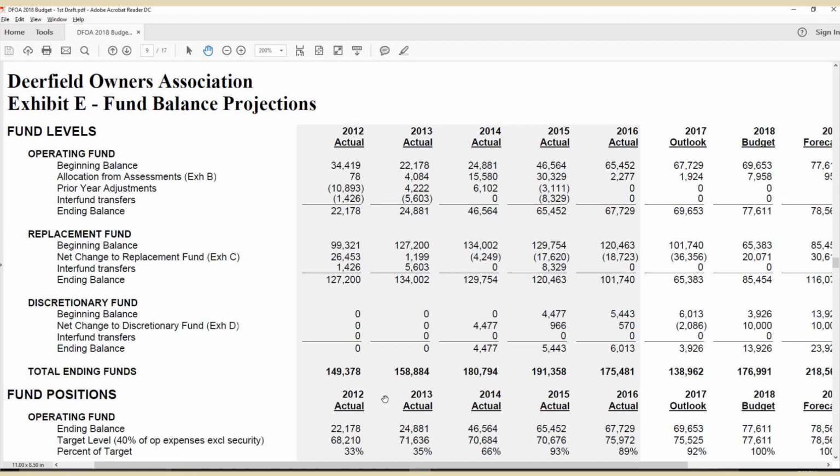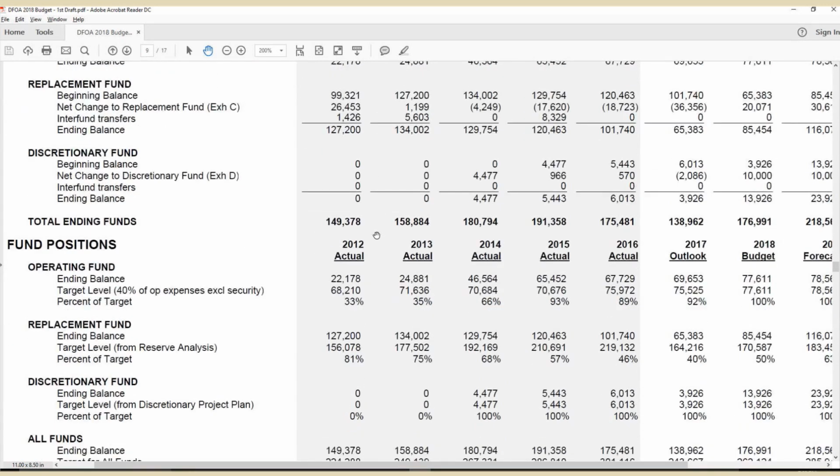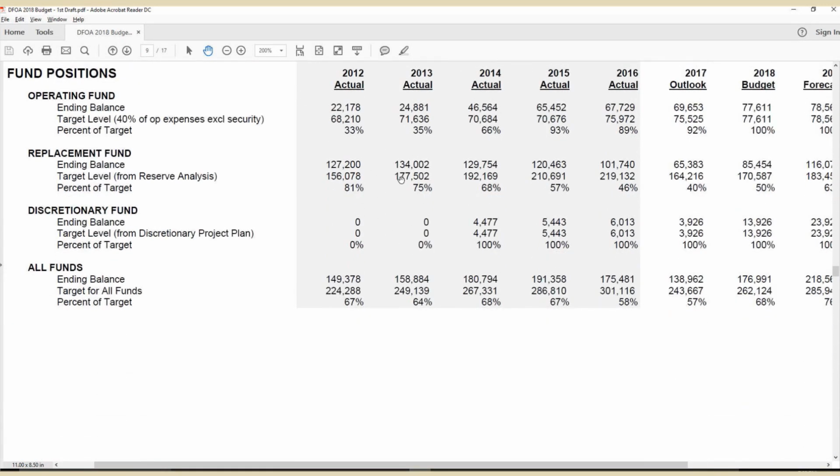So this said in 2012, this association had $149,000 in all its funds. In 2017, we'll end at $138,000. It's gone up, it's coming down, it'll keep going up. By 2019, we'll be over $200,000. So it floats up and down depending on what we're doing, what we're accumulating. So that's the actual dollars, but what's even more important is right at the bottom, our fund positions.